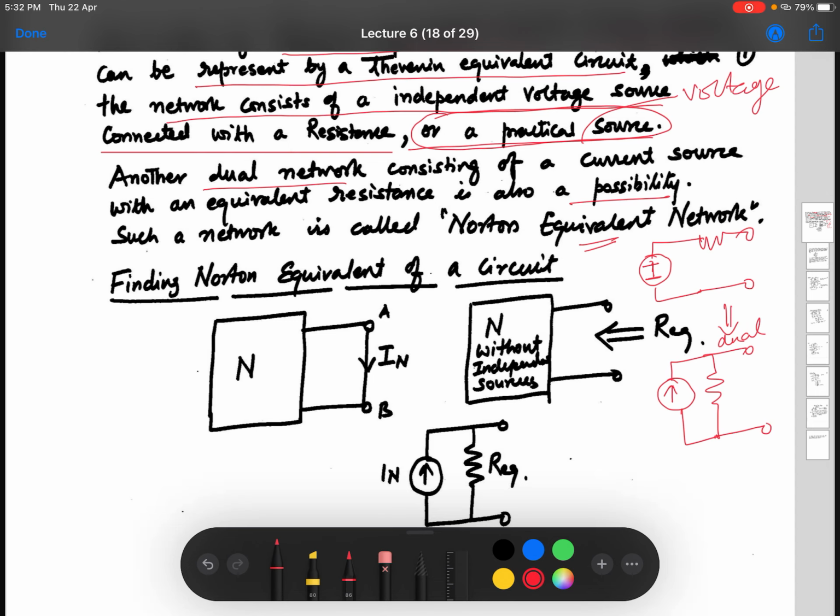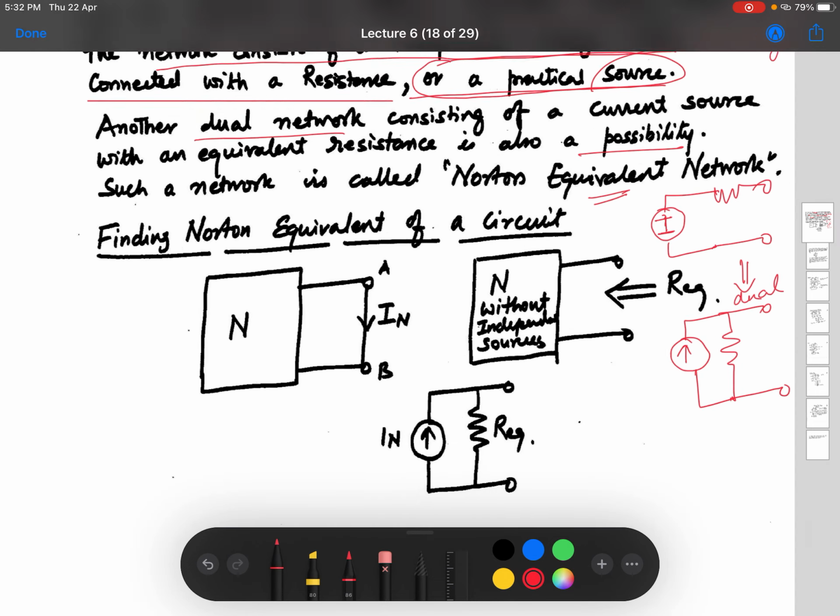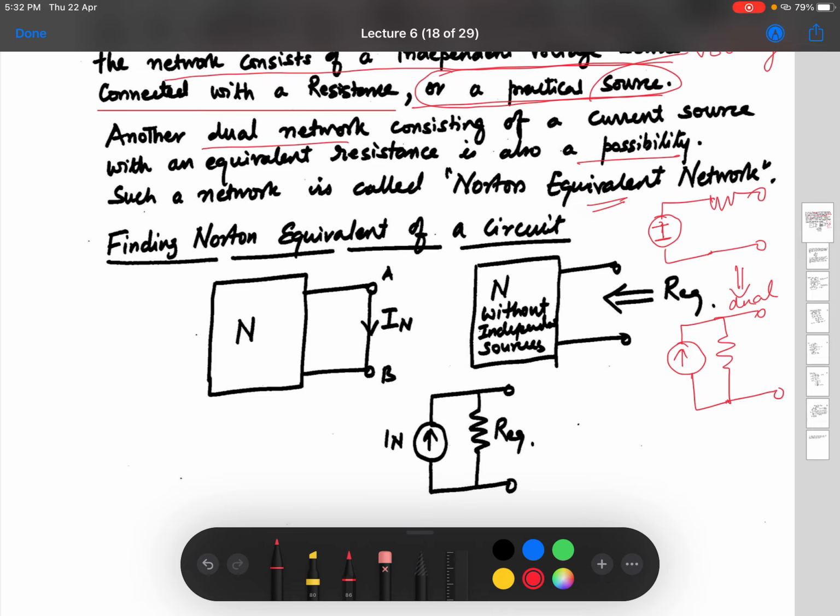Okay, so finding the Norton equivalent and the Thevenin equivalent are quite similar. Last time we considered a complicated network for which we wanted the equivalent. This is the equivalent Norton circuit, with R equivalent and IN, the Norton current. Here you have to always be clear about the set of terminals. For the terminals of interest A and B, we want a Norton equivalent for this complicated circuit.